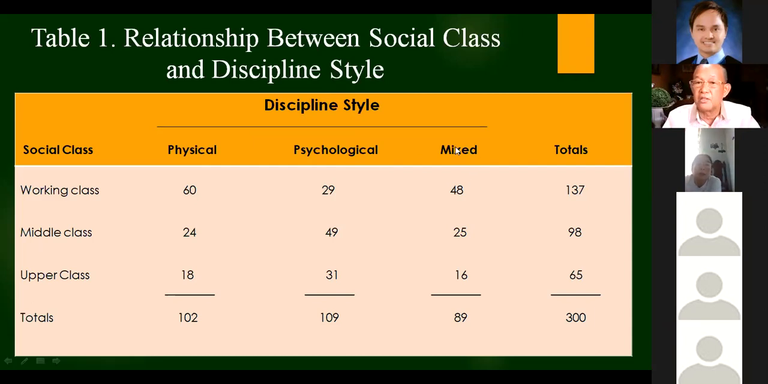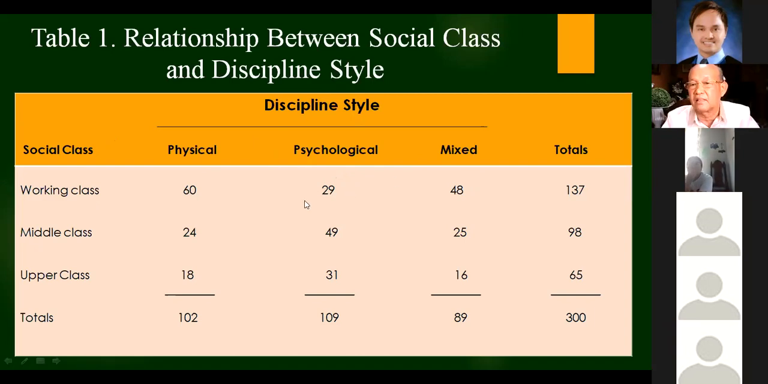You call it a dummy table. Afterwards, you summarize the results. You tabulate each student. For example, student number 1, the social class of the parent is working class, and the parent uses psychological discipline style. So here you will tabulate it.